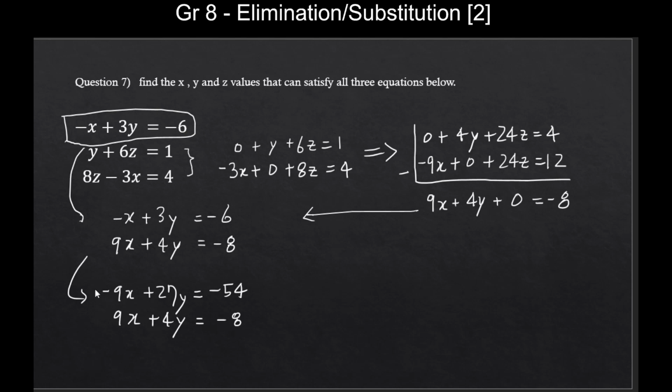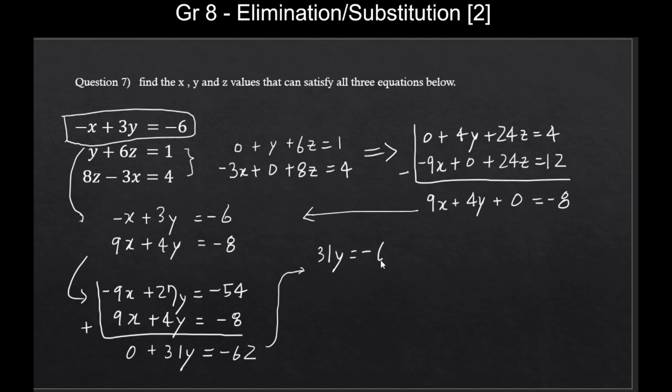What should we do now? This time we should add them together so that these two cancel out. Minus 9x plus 9x, that's 0. 27y plus 4y, that is 31y. And lastly, minus 54 plus minus 8. That should be minus 62. Correct? There we go. 31y is equal to minus 62. And that sounds like y should be minus 2. Am I right?